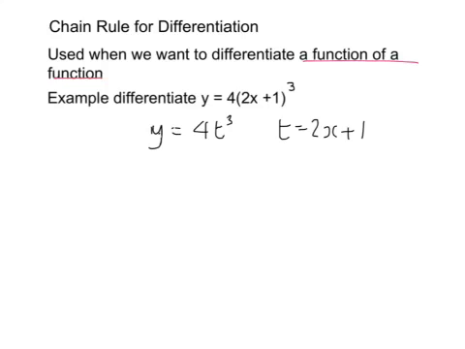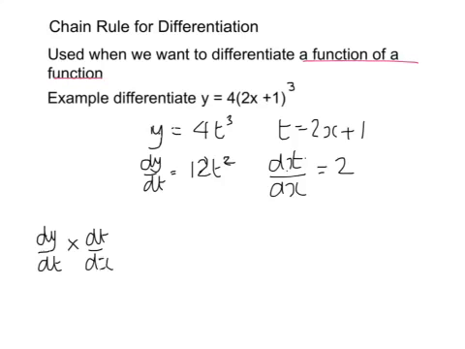So then we're going to differentiate each of those. So dy by dt is 12t squared, and dt by dx is 2. The thing that we rely on with the chain rule is the fact that if we have dy by dt and we multiply it by dt by dx, although it's not a fraction, it does actually act like a fraction, and that allows us to multiply those two things and give us dy by dx. Okay, so that is the rule that we're going to be using here.